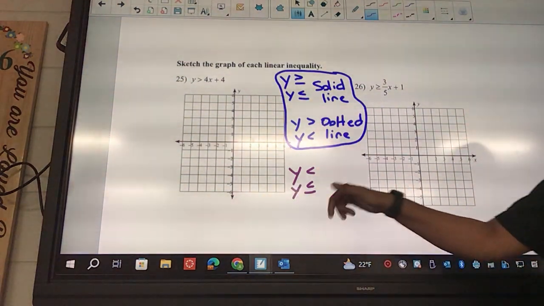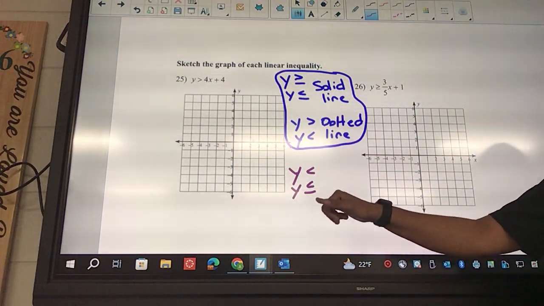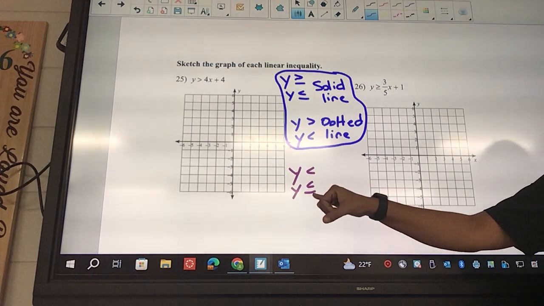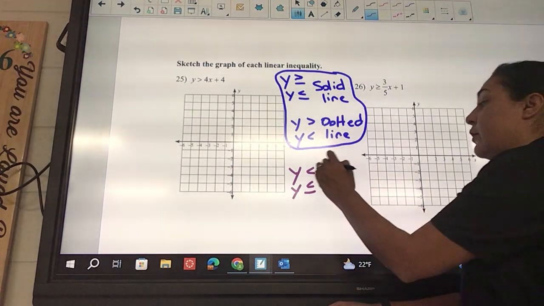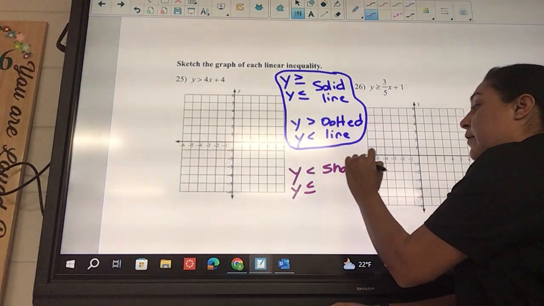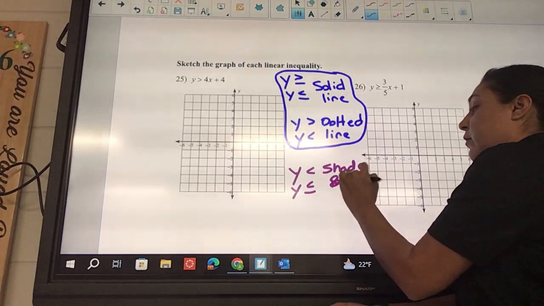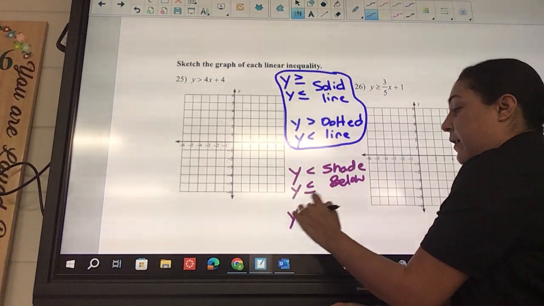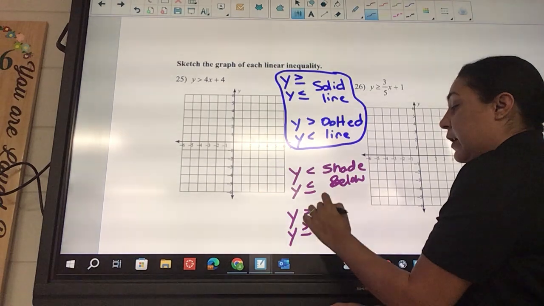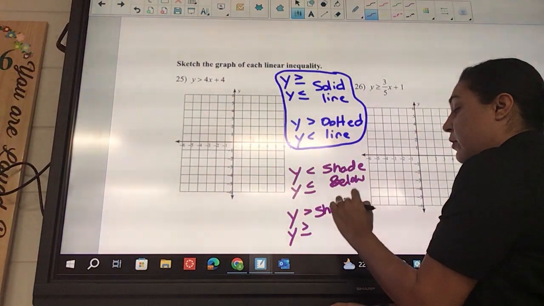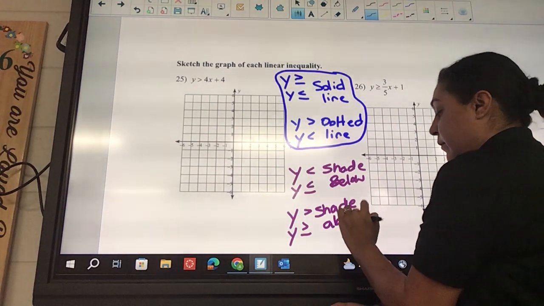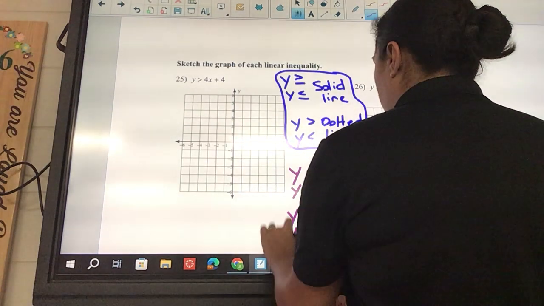Okay, for these ones, is that going to be shade above or below? Below. Okay, so we're going to shade below, which is totally fine. If you don't have these memorized, you don't need to, okay? If you have the notes on your paper.